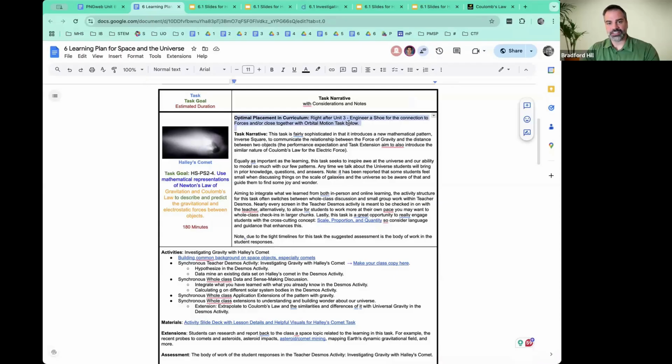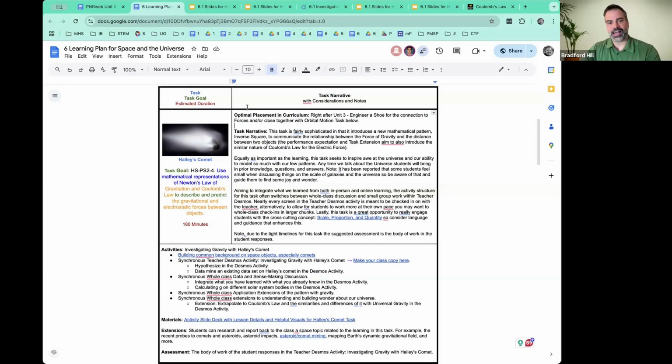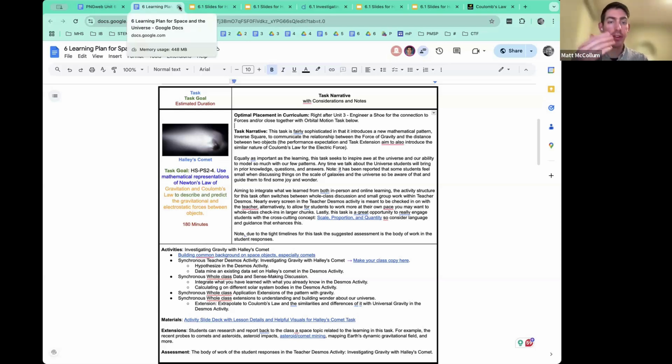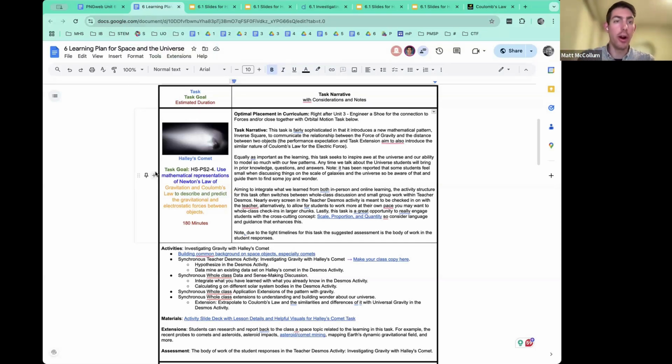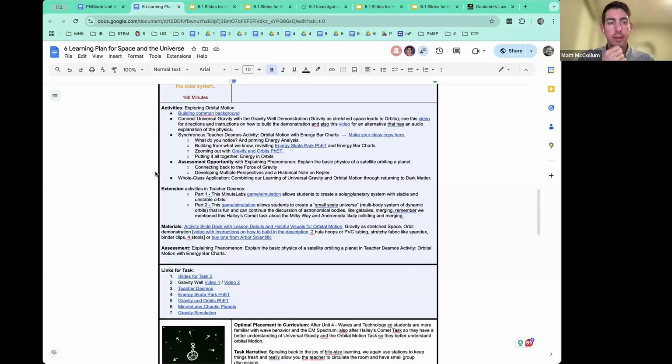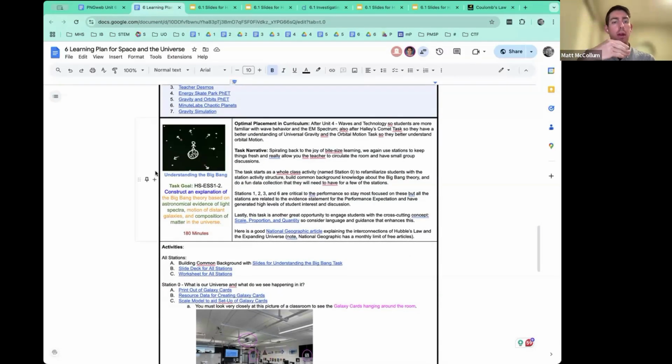So, of course, they have an ideal placement. For instance, Halley's Comet after Unit 3, which is engineering a shoe that involves forces. Of course, it's really nice to do Halley's Comet after that. But students do have a feel about forces from middle school, just everyday life. So these really can be placed, but each task does have an optimal placement. And then the other thing is it's recommended going in the order of Halley's Comet, the orbital motion, and Big Bang, just because at least the first two build off of each other a little bit.